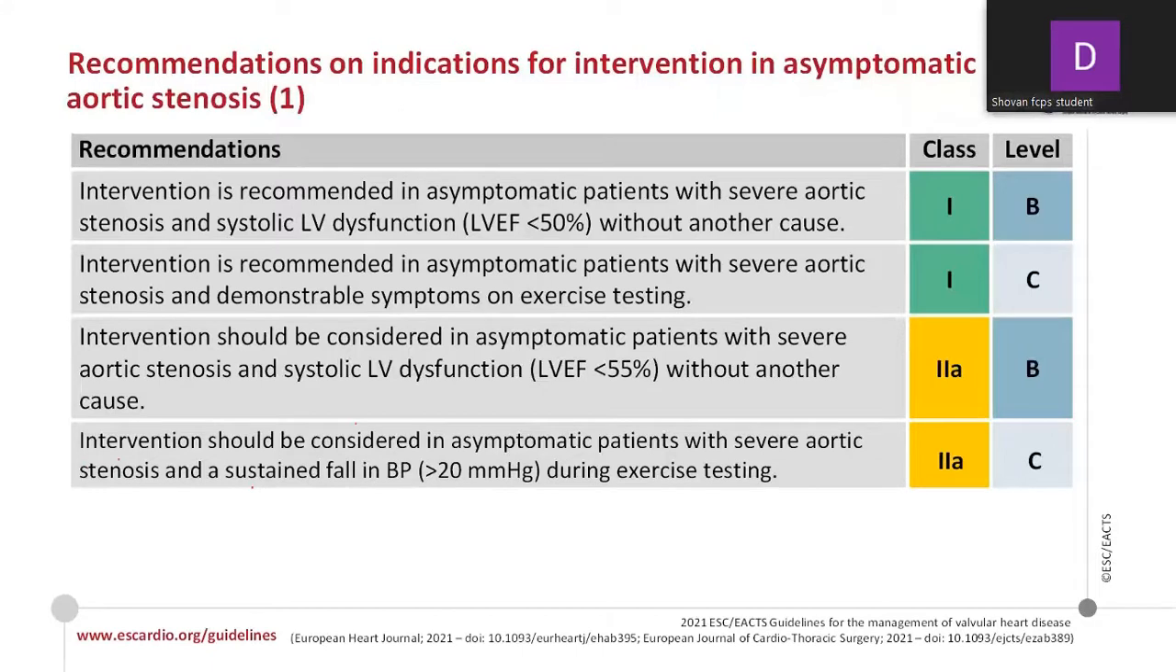Now, in case of the asymptomatic patient, intervention is recommended in an asymptomatic patient with severe aortic stenosis and left ventricular systolic dysfunction without another cause. And intervention is also recommended in an asymptomatic patient with severe aortic stenosis and demonstrable symptoms on exertion, or symptoms on exercise testing. So in an asymptomatic patient, if we do the exercise testing and it is positive, that is also a class 1 indication.